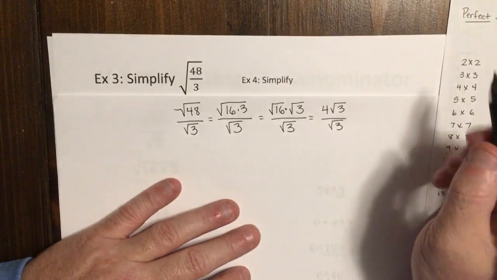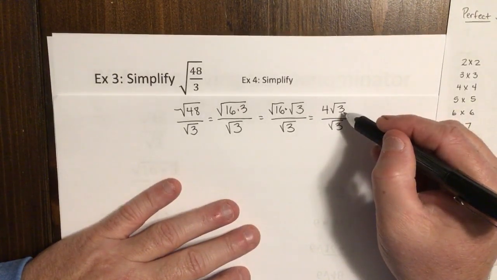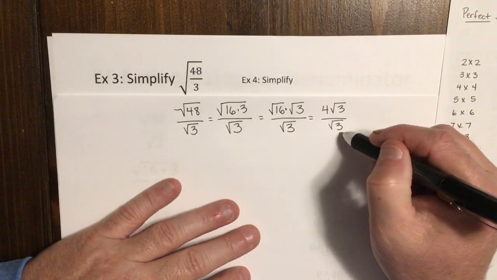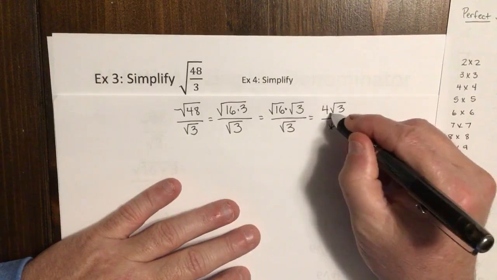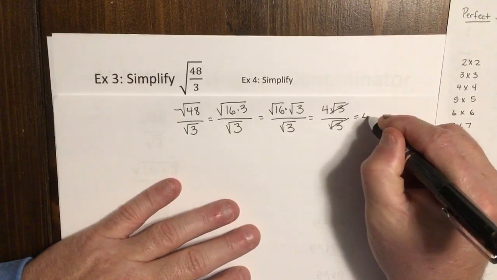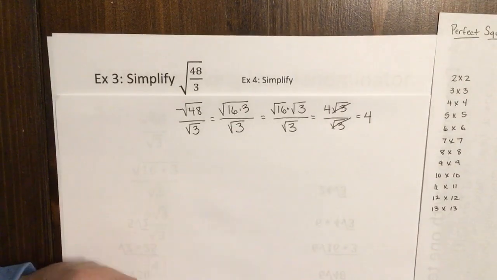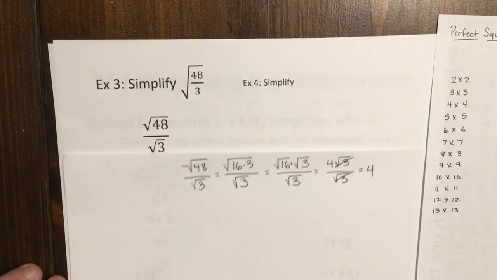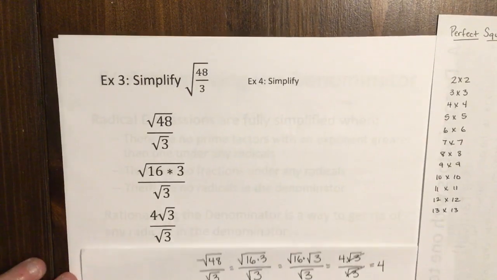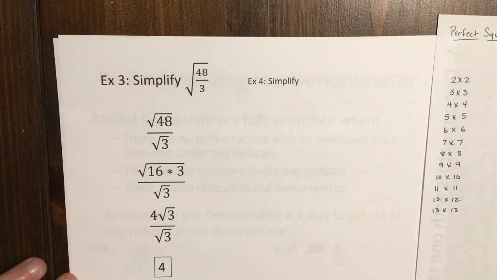Now, here's a great thing. If I got a square root of 3 on the top, and I got a square root of 3 on the bottom, I cancel those, and I'm left with just 4. And that's my answer, 4. Okay? Simple enough? Alright, here's the work for that, and that's what you end up getting.